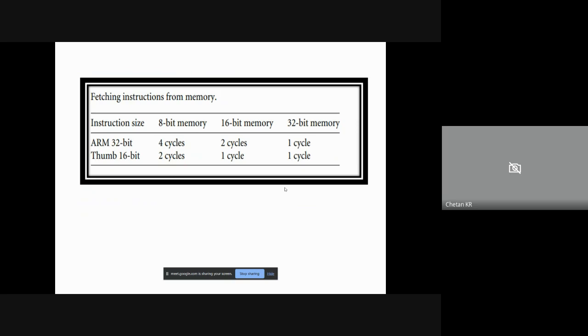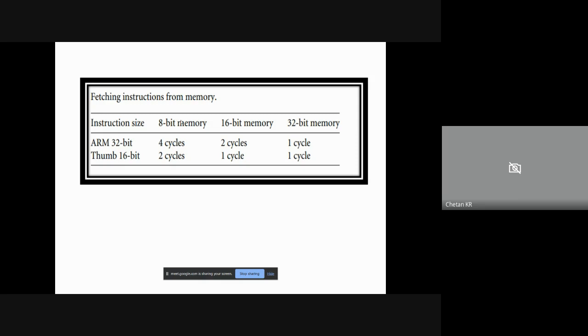Now, based on whether your instruction is 32-bit or 16-bit, you can find out how many cycles are required. If the memory is 8-bit, then for a 32-bit instruction, 4 cycles are required, 4 times you have to go, because you want 32 bits but memory is only 8-bit. First go and get 8 bits. Once you get it back, again go and get 8 bits. Then go and get 8 again. 4 times you have to go and bring, because your memory is only 8-bit.